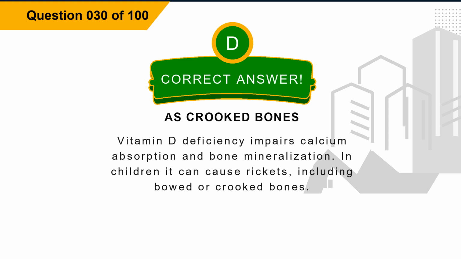Explanation: vitamin D deficiency impairs calcium absorption and bone mineralization. In children it can cause rickets, including bowed or crooked bones.